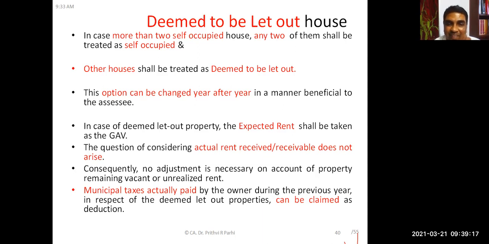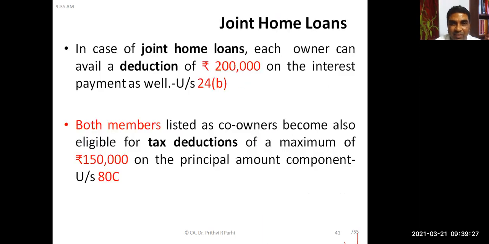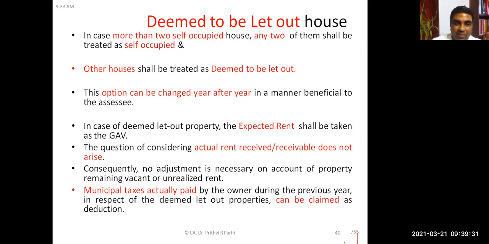Right, but in these houses, deemed to be let out house, municipality taxes can be claimed. Did you understand this? So why can't municipal taxes be claimed in self-occupied property? It cannot be claimed.